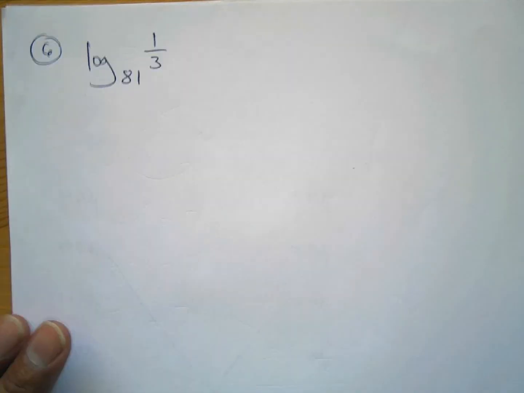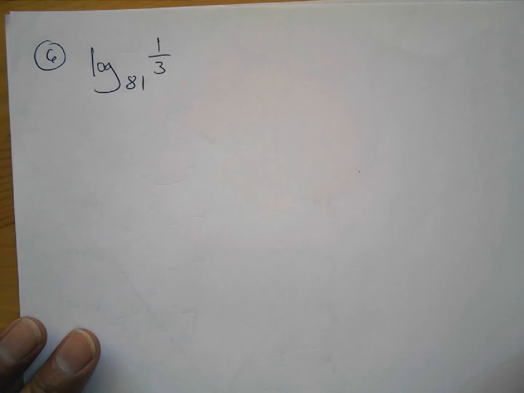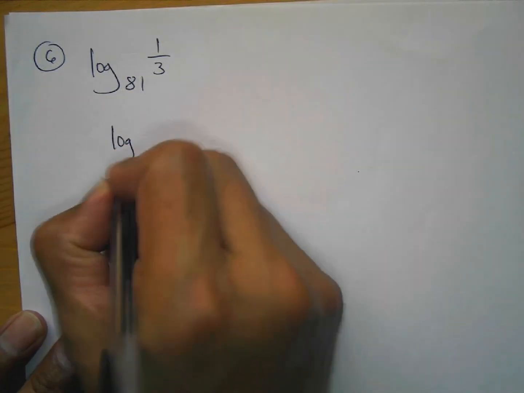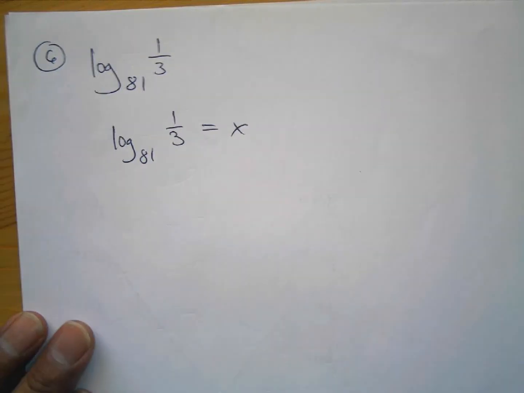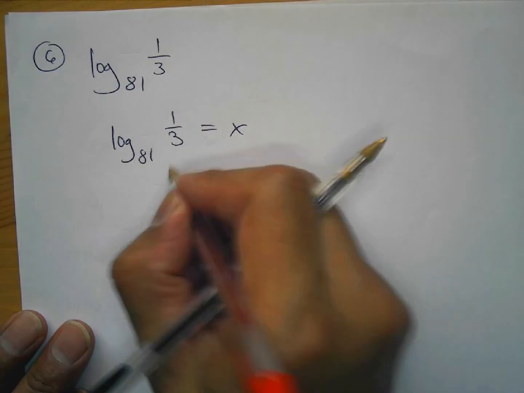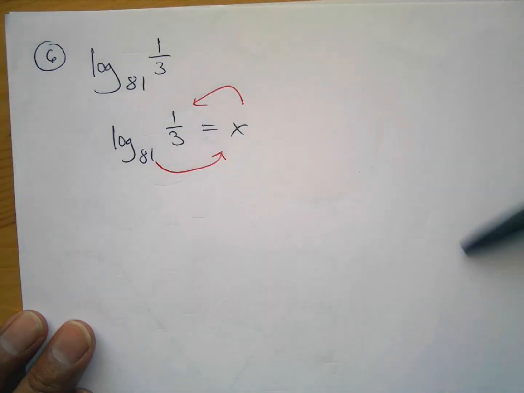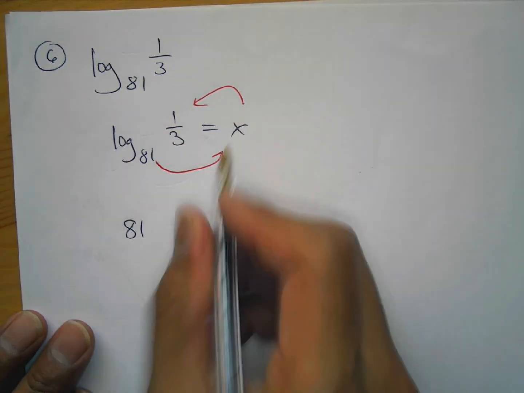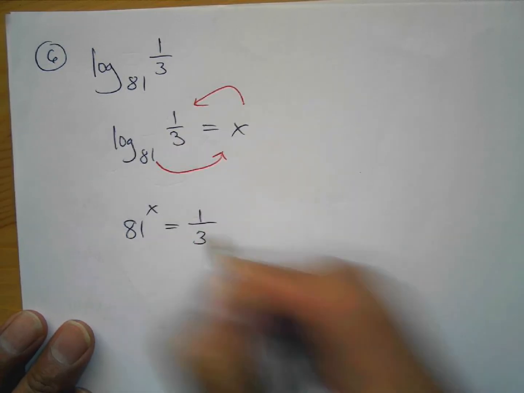Log 81 1/3. Ooh, tough one. All right, this one's different from the rest. So again, we're going to put log 81 1/3 equals x. Now we convert it to exponential form. We go counterclockwise, starting with the base. 81 to the power of x equals what? 1/3.